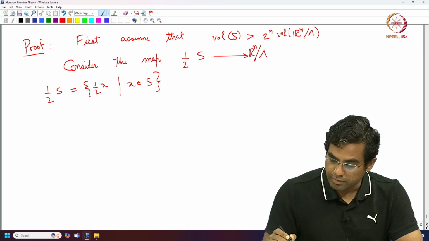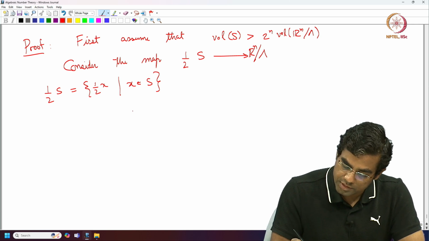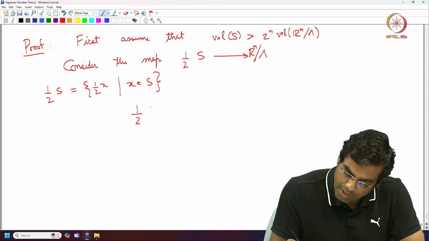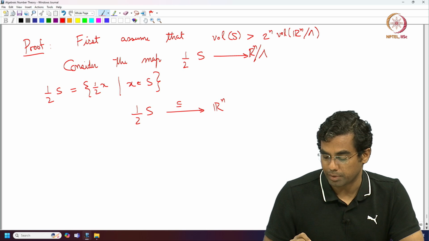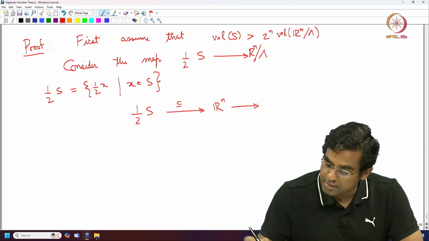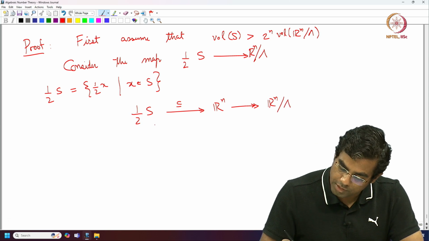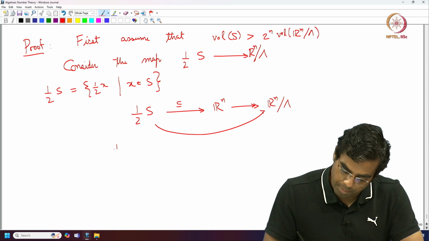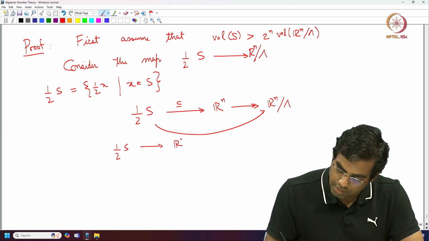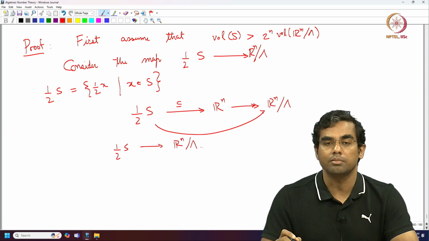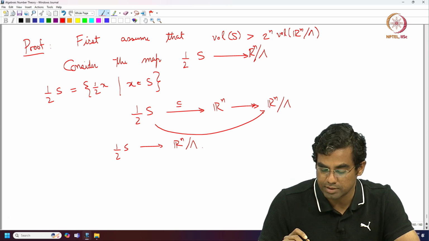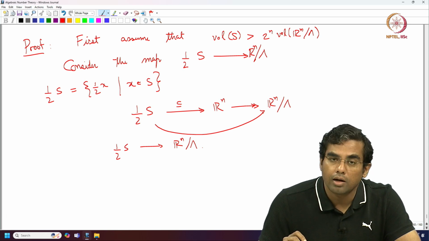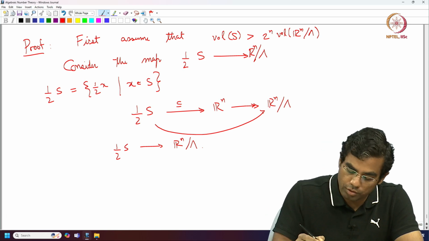Okay. Anyway, and what is this map? Let me try to tell you what this map is. So, half of S is contained in R to the n. There is a natural inclusion map like this, and from R to the n there is a natural surjection to R to the n mod lambda, and what I want is the composition of the two. So, this is this map half of S going to R to the n mod lambda. It just is induced by inclusion of half of S in R to the n.